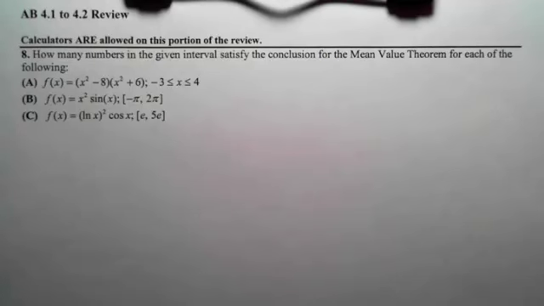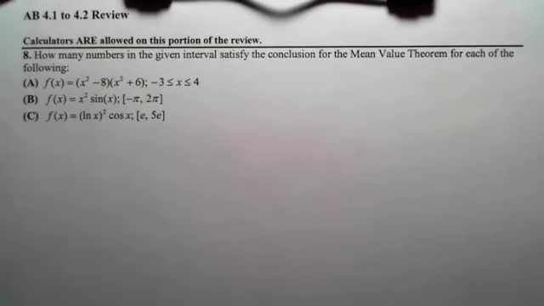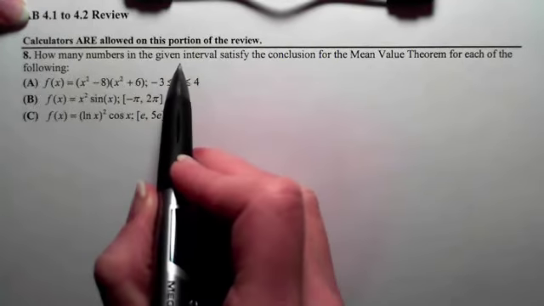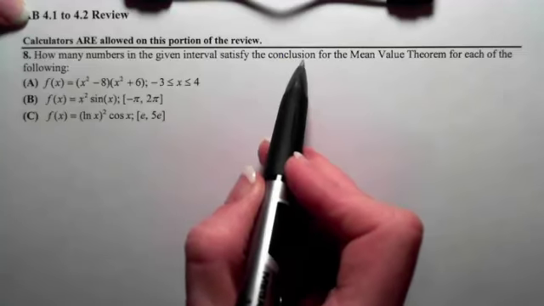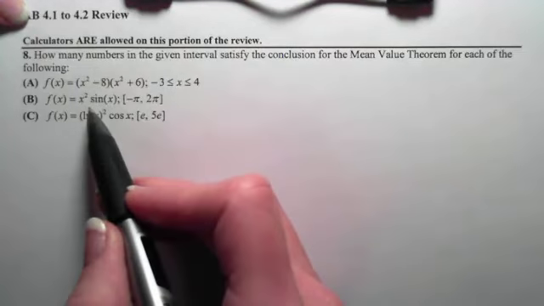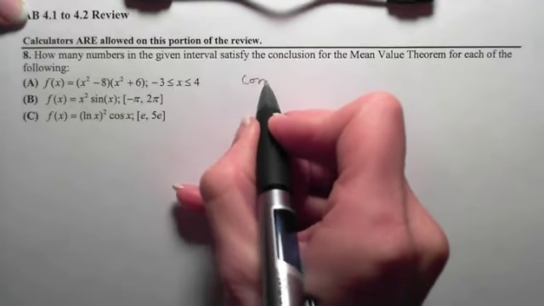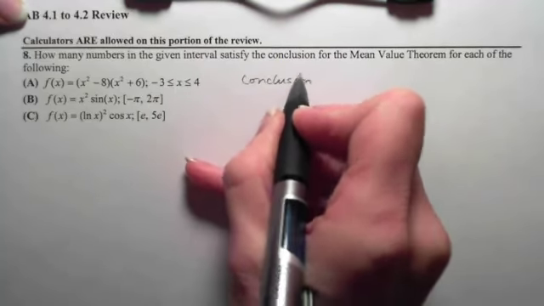This is the 4.1 to 4.2 review. Calculators are allowed, and it's number 8. The question on 8 is, how many numbers in the given interval satisfy the conclusion for the mean value theorem for each of the following? So, we need to know what the conclusion of the mean value theorem is before we can answer the question.